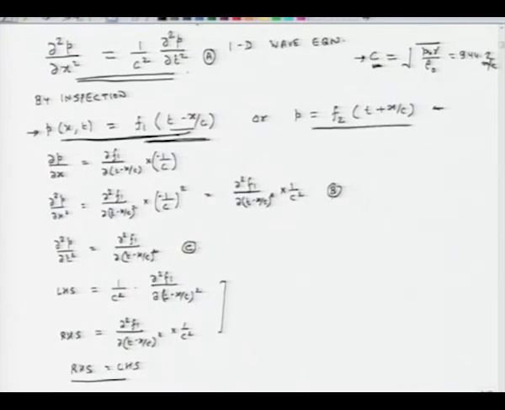Likewise, we can also prove sufficiently easily that this particular form, where the function f2 depends on t plus x over c, also is a valid solution for the one dimensional wave equation. So this is a general solution for the wave equation. In general, a valid solution for the one dimensional wave equation is P of x, t equals f1 of t minus x over c plus f2 of t plus x over c, because it is a linear system.